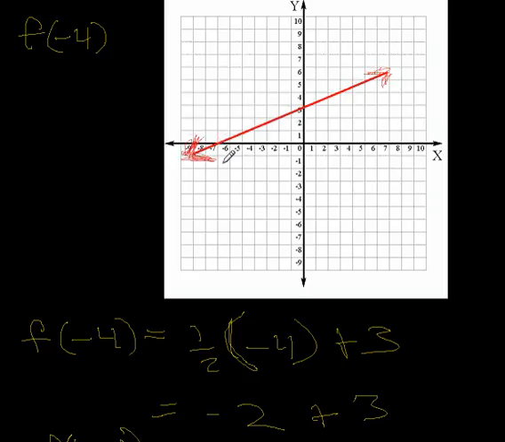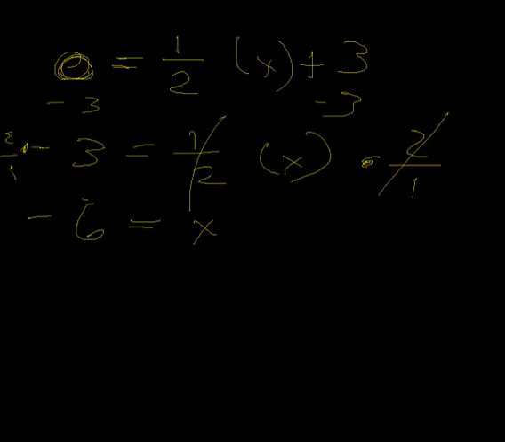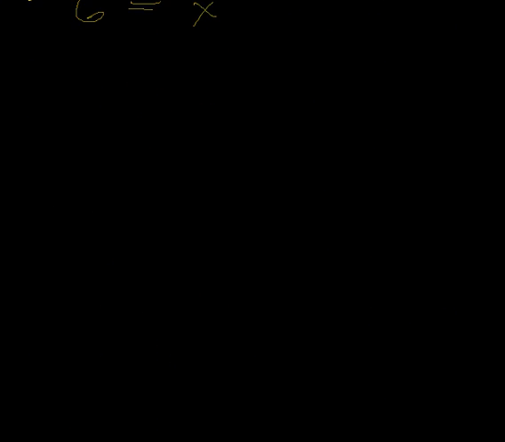Jacob, what's your question? Wouldn't 2 over 1 be 2? 2 over 1 is 2, sure. I'm just saying multiply by the reciprocal of a half. The reciprocal of a half is 2 over 1, or 2. Would you have to write 2 over 1, or would you write 2?